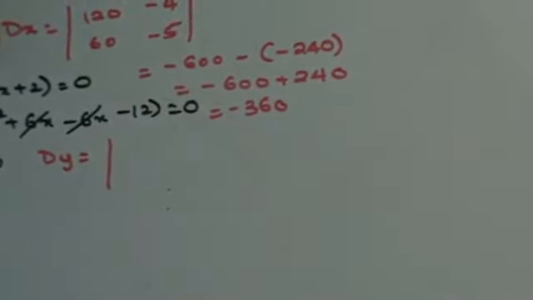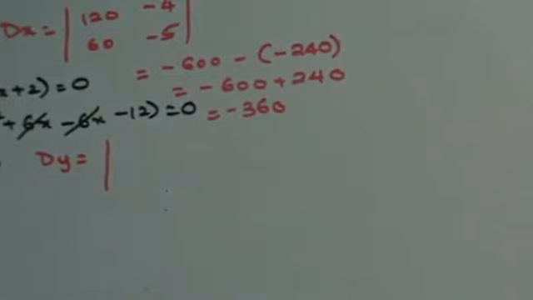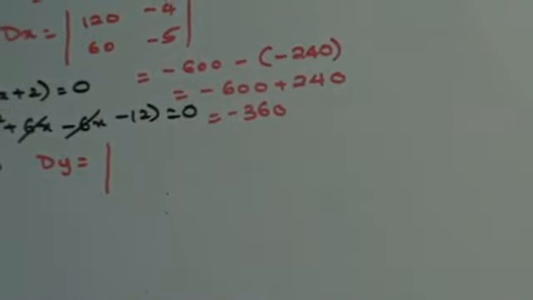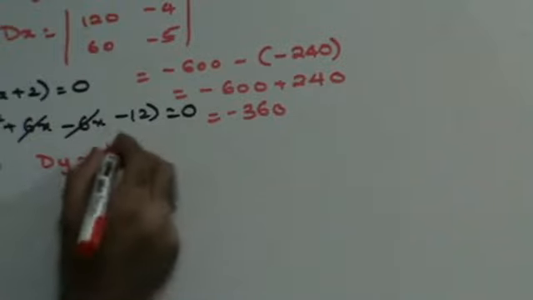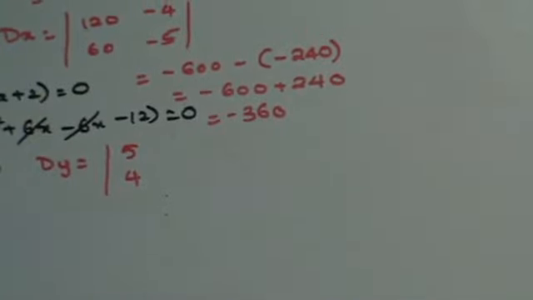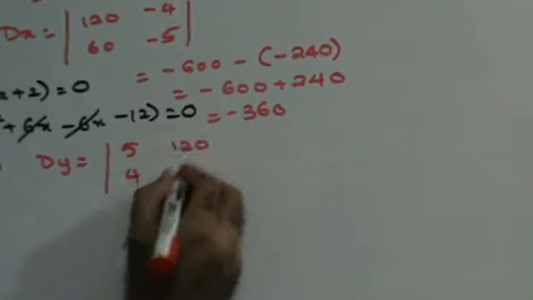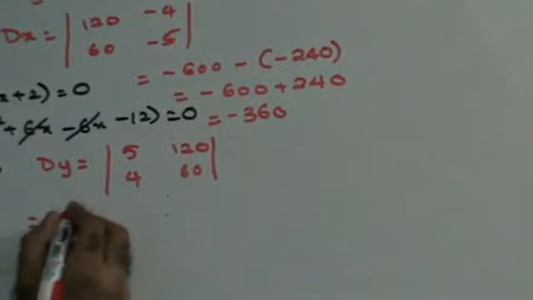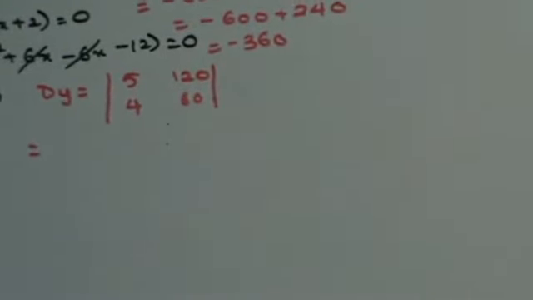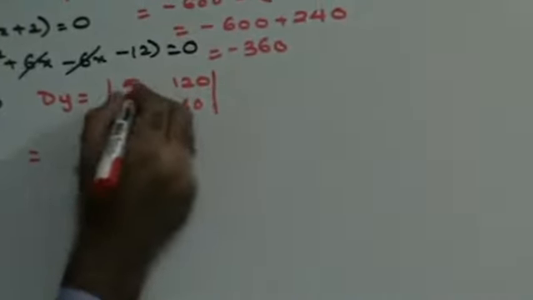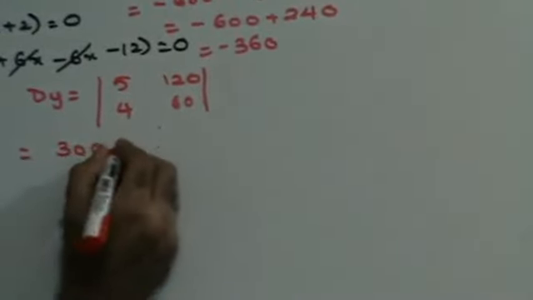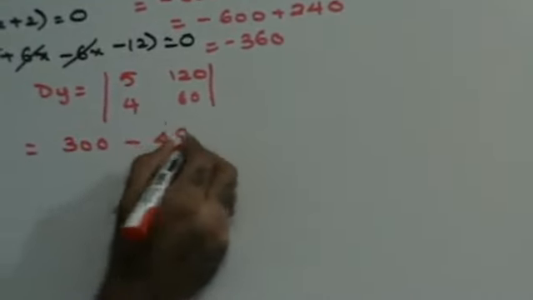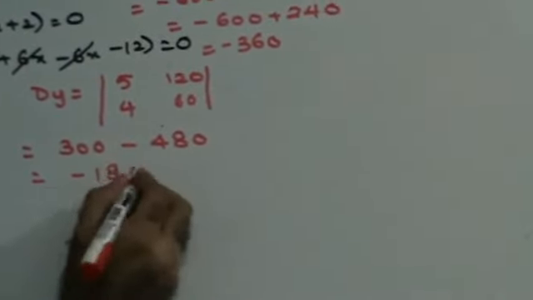Again, look at your determinant D. In this, replace the coefficients of y with the right hand side. So in that case, x coefficients you will write as they are. Y coefficients you will write as 120 and 60. So how do I solve this? This is the product of principal diagonal minus other diagonal. 6 5s are 30 minus 480, that's minus 180.